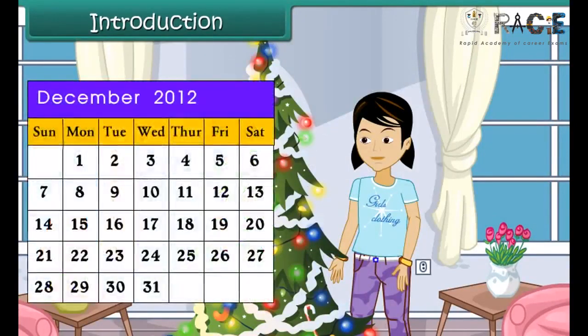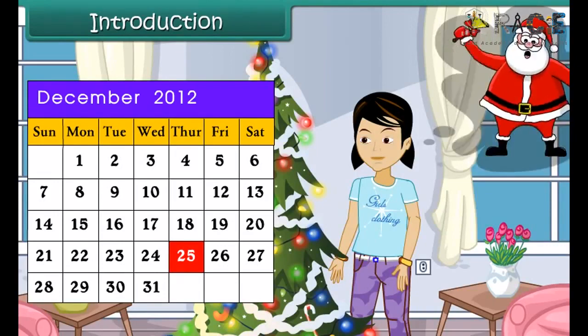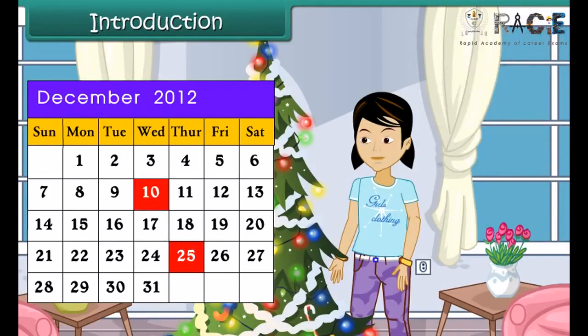It is December month. Anu is excited. Christmas is celebrated on 25th of December and Santa Claus would bring her gifts. Today is 10th of December. Anu is counting the number of days left of Christmas using a calendar.